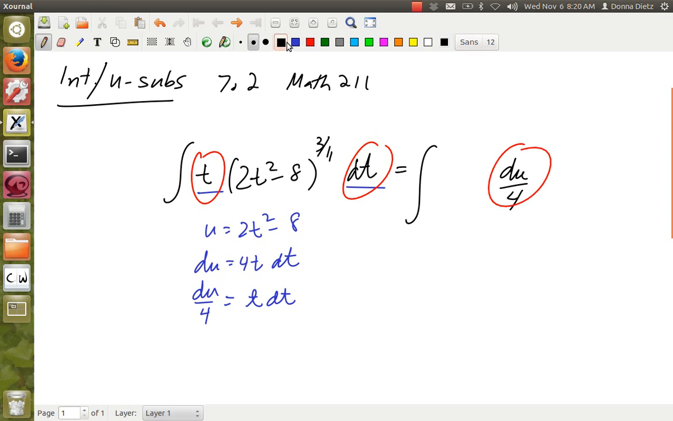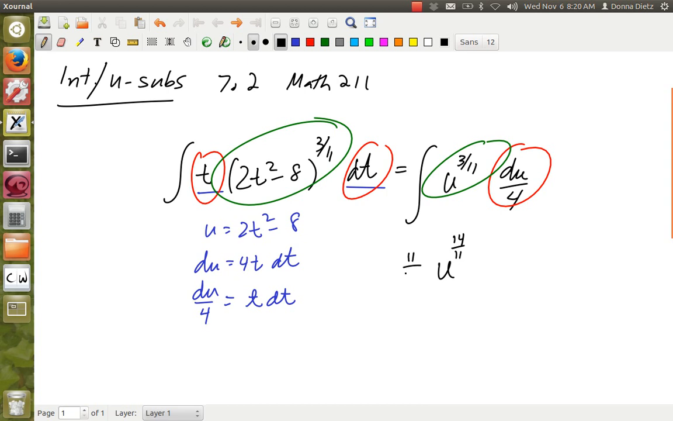And then the other thing I'm doing is u to the 3 over 11. So this piece is getting swapped out for this piece. And we're allowed to do this. And then we go ahead and take the integral. So it's 3/11 plus 1, which is 14 over 11. And then you'll get 11 over 14 out front. But then that 1/4 stays. Okay? And then, of course, plus c.